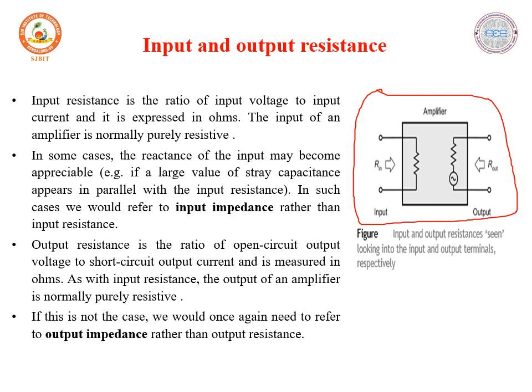Output resistance is the ratio of output voltage to the output current. In which way are we going to take the output voltage and output current? It is the ratio of the open circuit output voltage to the short circuit output current, and it is measured in ohms. The input and output resistance of an amplifier is normally purely resistive. If the reactance part comes into the picture in the output, we call it output impedance rather than output resistance.